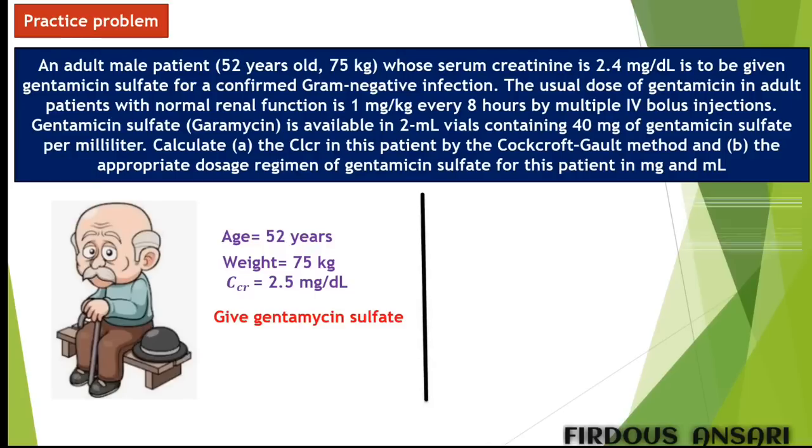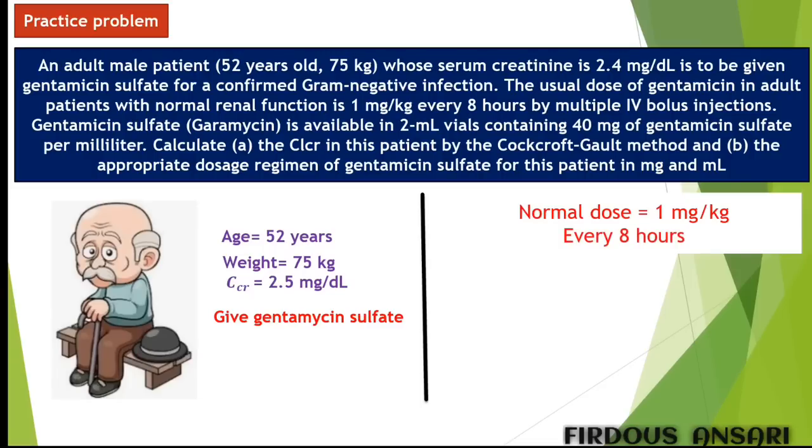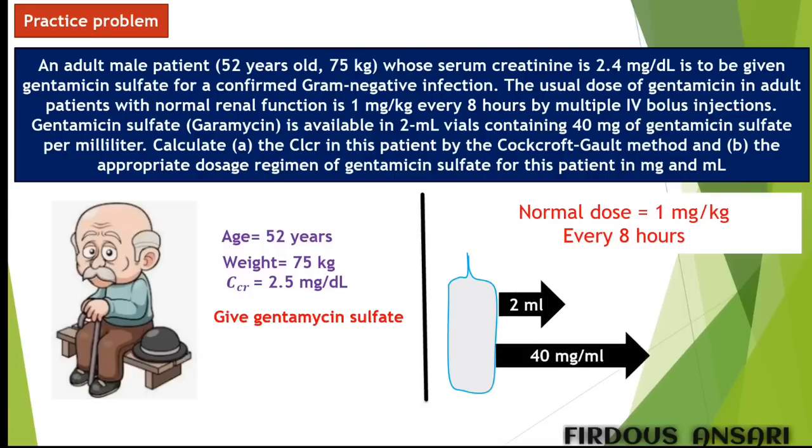Next, the normal dose is 1 mg per kg. Here the adult male patient weighs 75 kg, so accordingly the normal dose will be 75 mg, and the dosage interval is every 8 hours. From the data given, suppose this is a vial, it is available in a vial of 2 ml with 40 mg of gentamicin sulfate per milliliter. So these are all the data available.